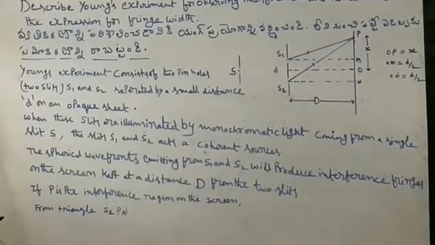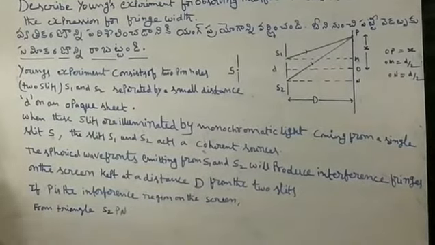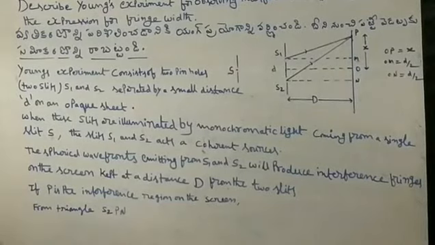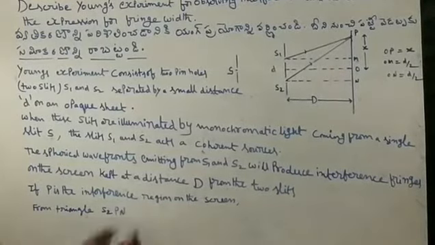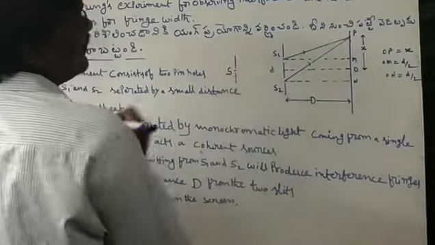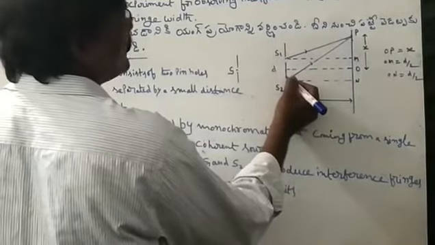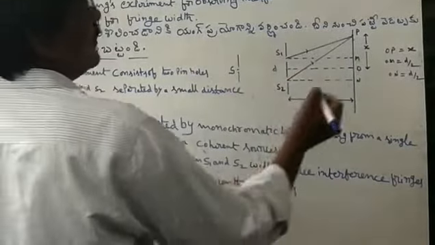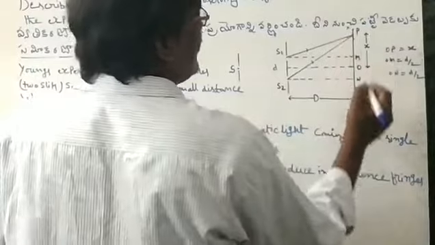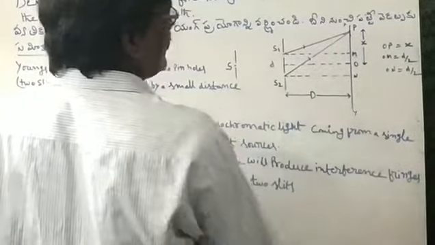Describe Young's experiment for observing interference and hence arrive at the expression for fringe width. Here S is the monochromatic source of light. S1 and S2 are two slits separated by effective space distance d. And XY is the screen placed at a distance capital D from the slits.